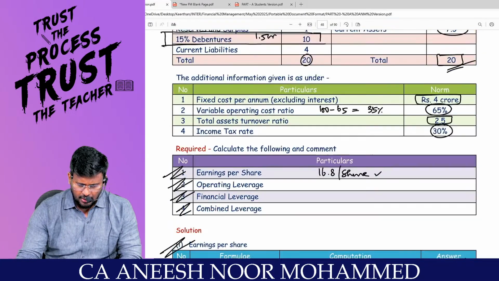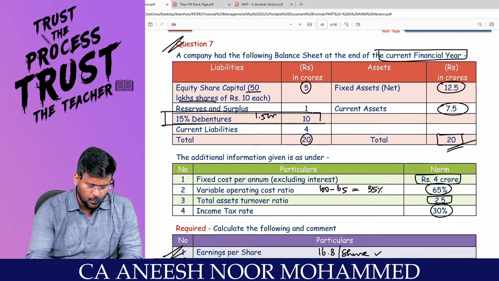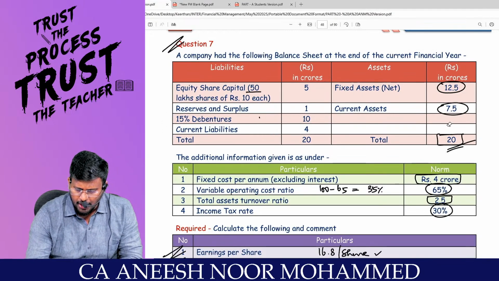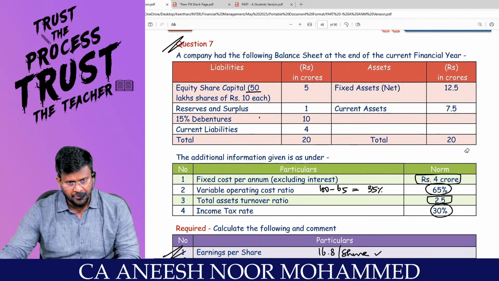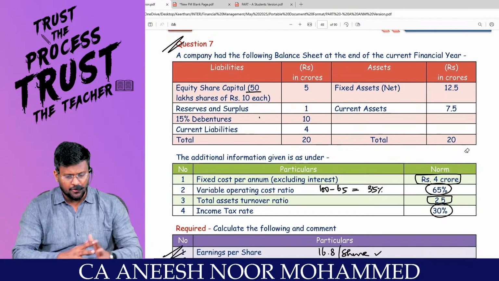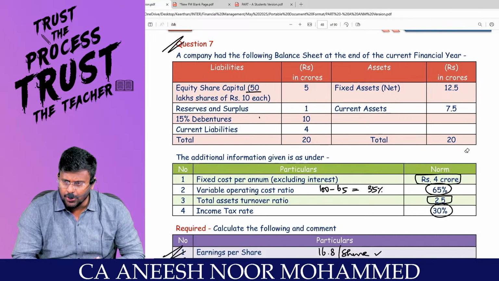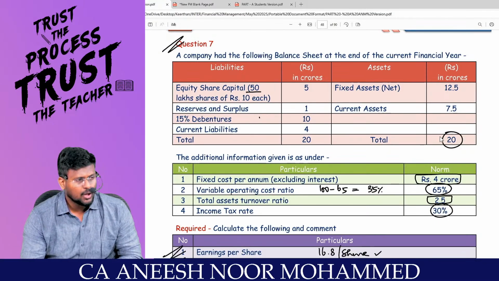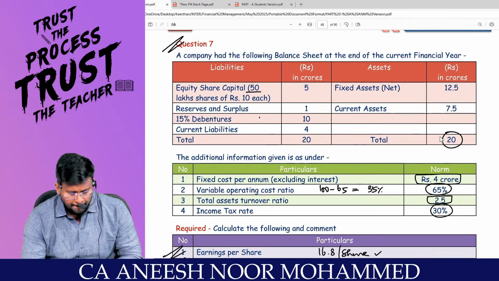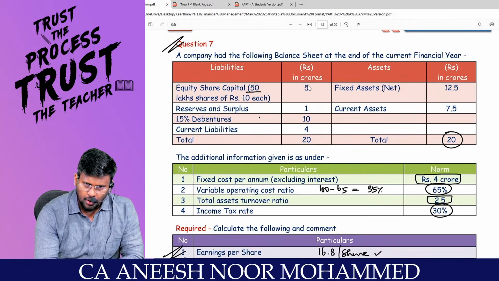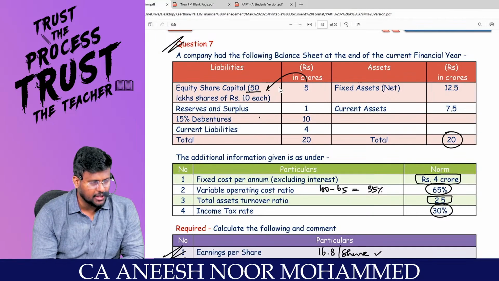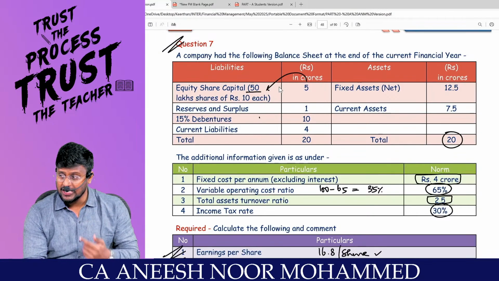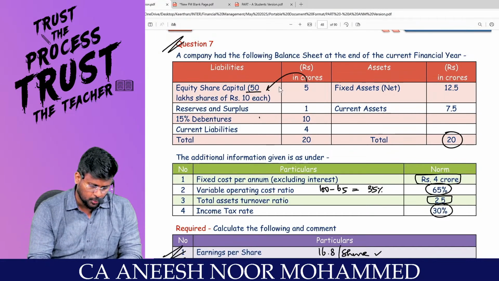So look at the question. I'm reading the question once again. Company had the following balance sheet at the end of the current financial year. Fixed asset net 12.5 crores. Current asset 7.5 crores. Total 20 crores. This 20 crore I will use to apply the total asset turnover ratio. Equity share capital 5 crore, which is nothing but 50 lakh shares of 10 each. That 50 lakh I will use to find out the EPS because it is residual earnings divided by number of equity shares.